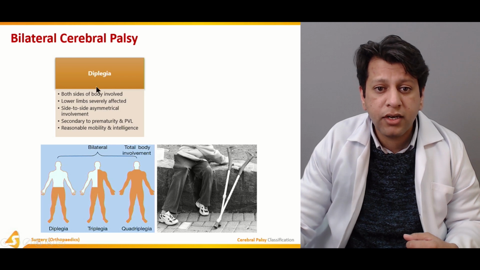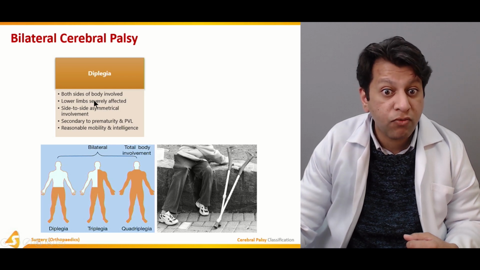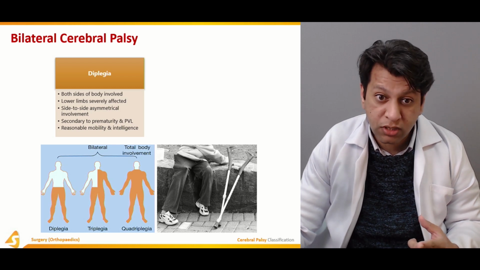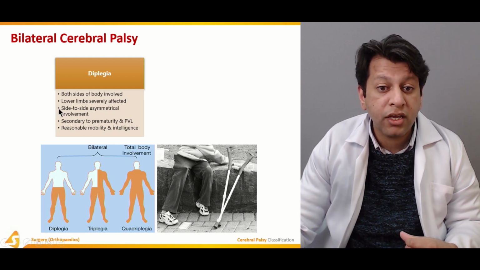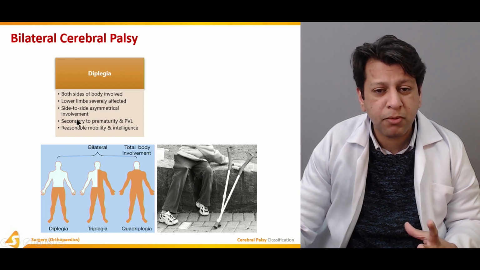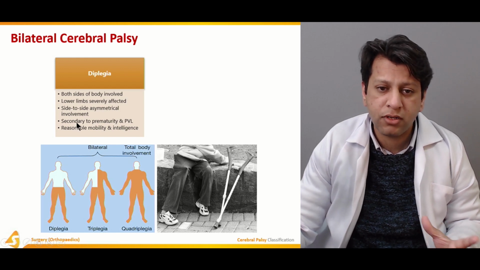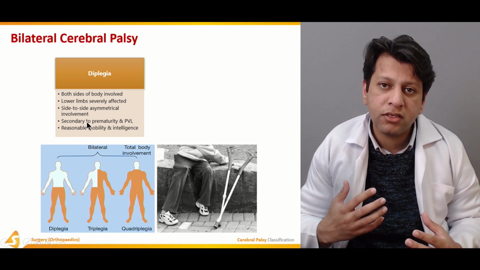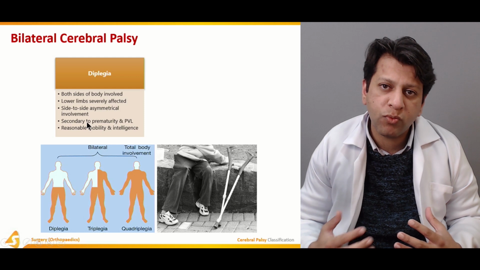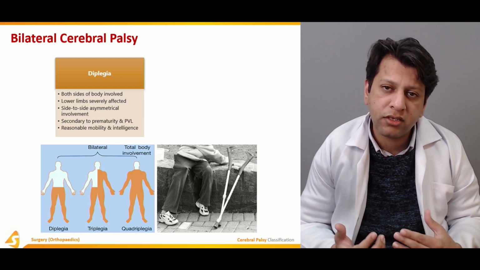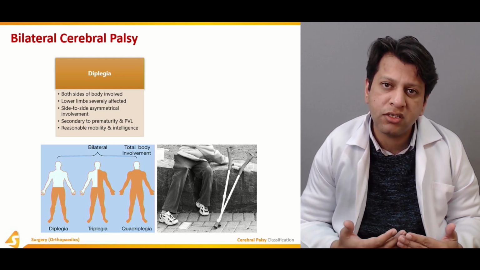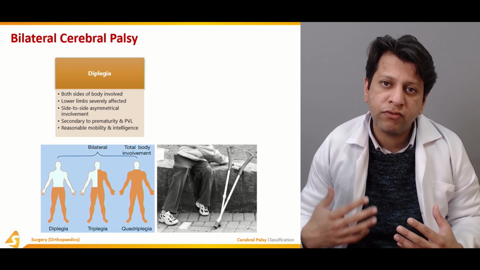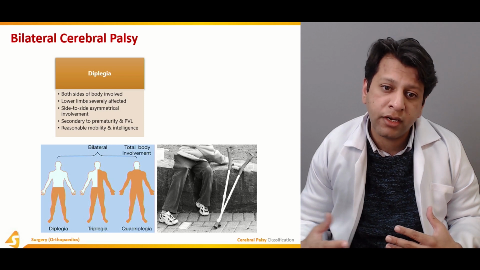What is diaplegia? Both sides of the body are involved. As I just told you, the lower limbs are more severely affected as compared to the upper limbs. Side-to-side asymmetrical involvement is sometimes present, but not always; sometimes it is very symmetrical. What it means is that although both lower limbs are involved, one limb is more severely affected, there are increased contractures and increased disability, and there might be less intensity of cerebral palsy manifestation on the other side.